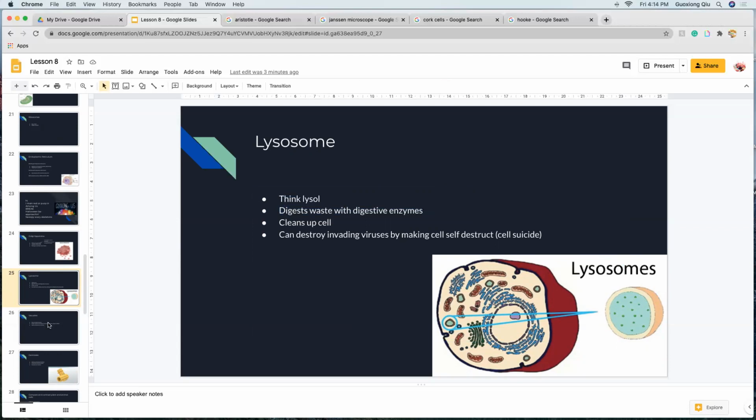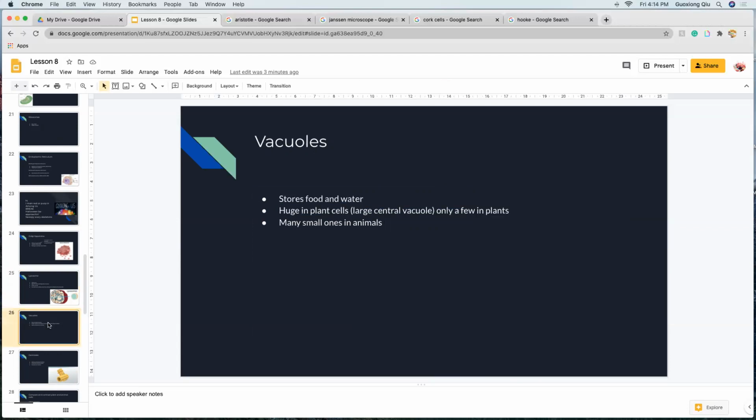Moving on. Vacuoles. They store food and water. In plant cells, vacuoles are huge. Usually vacuoles in plant cells, they only have one. But in animals, like humans, the vacuoles in human cells, for example, are much smaller, and we would have many vacuoles in our cells compared to plants which just have one big one, also known as a large central vacuole.